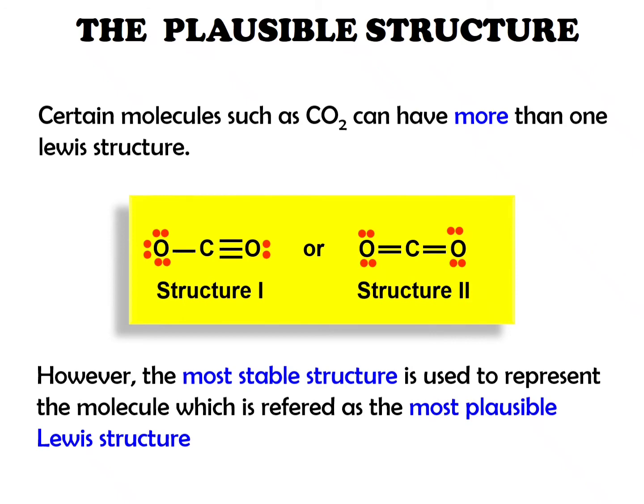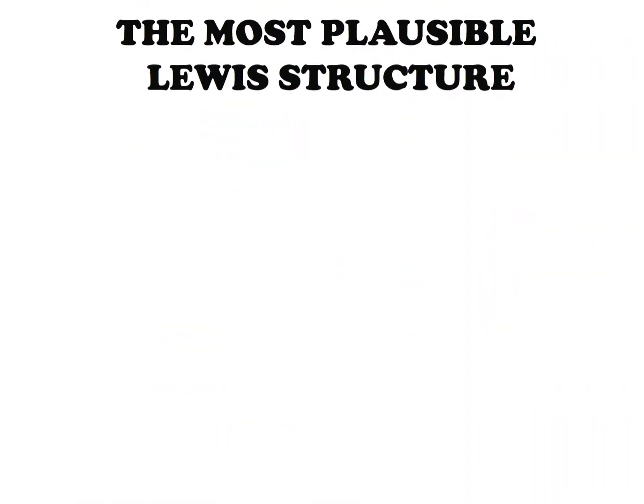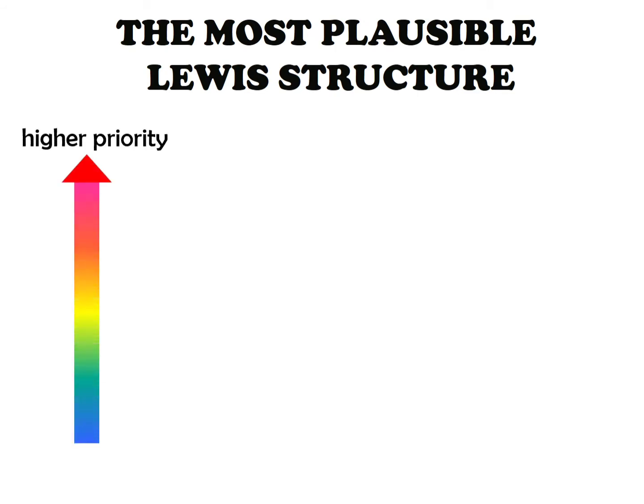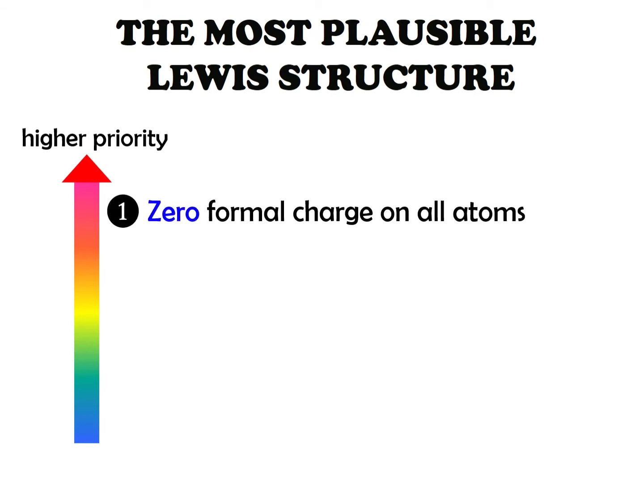Okay, the most stable structure, we refer to as the most plausible structure. Maksudnya dia adalah structure paling tepat. To identify the most plausible structure, you need to follow these conditions, by using this priority. The first priority, that structure should consist of 0 formal charge on all atoms. Maksudnya kalau semua atom dia adalah kosong formal charge, dialah yang paling higher priority, di mana untuk dia jadi the most plausible Lewis structure.